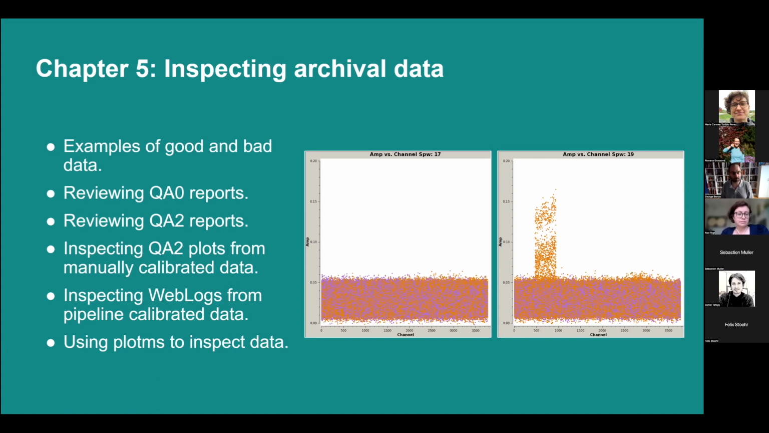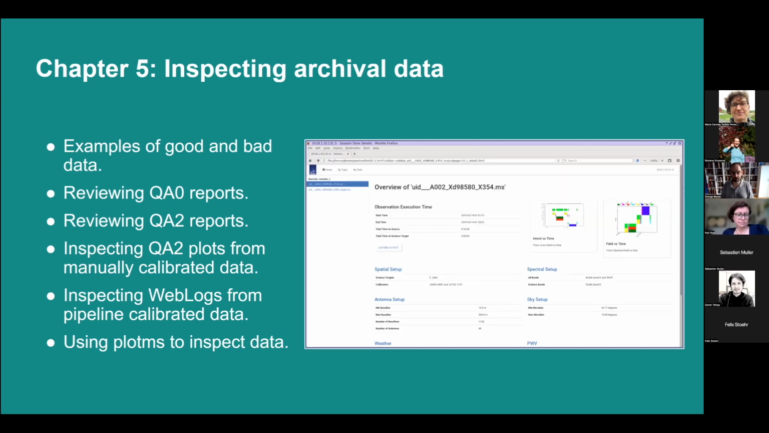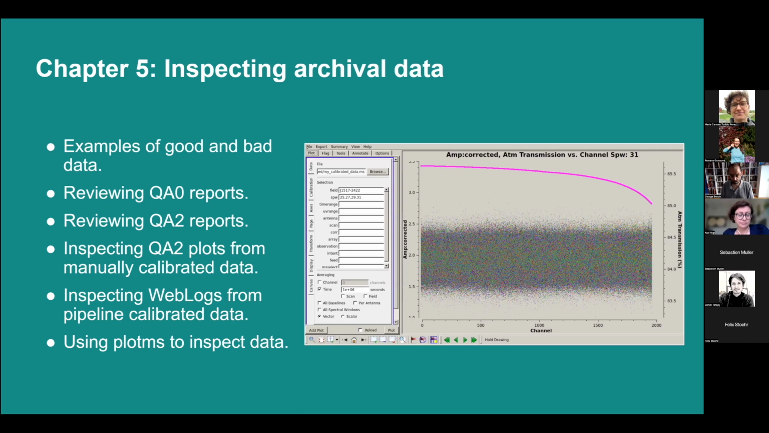There are instructions on reviewing the QA0 and QA2 reports, as well as information on inspecting the QA2 plots for manually calibrated data, as is shown in this example, and information on how to inspect the web logs from the pipeline calibrated data, as shown in this example. And there are also explanations on how you can use PlotMS to inspect data as well.